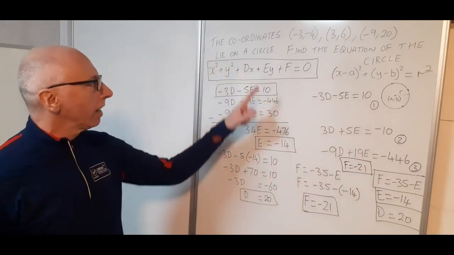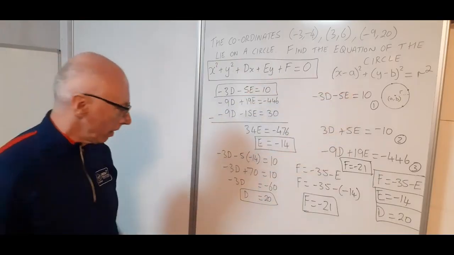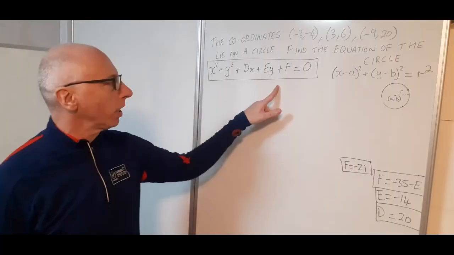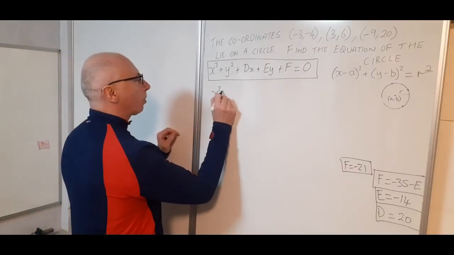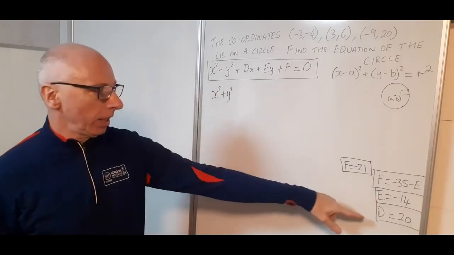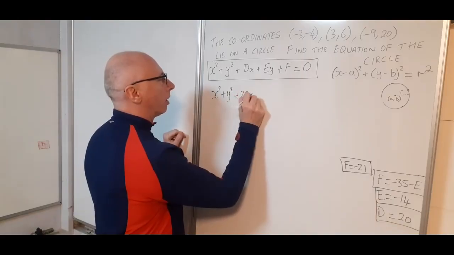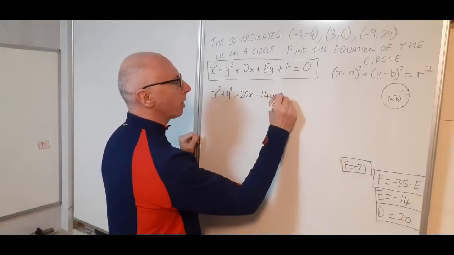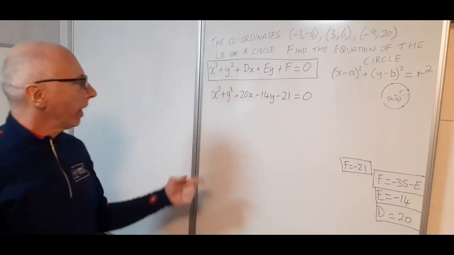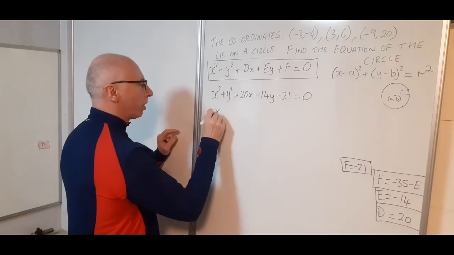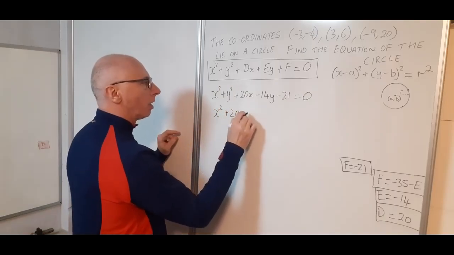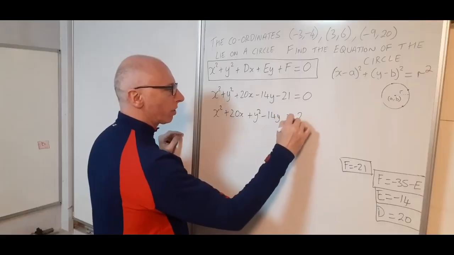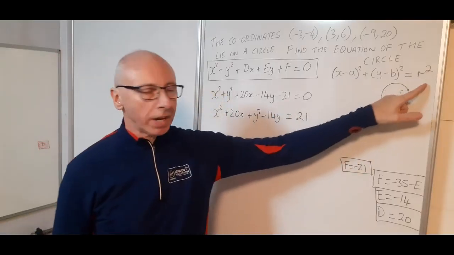Okay, now I've got that. Let's substitute in here and get it into this format. Where I see D, E and F, I'm just going to substitute into here. So now I've got x squared plus y squared. D is 20. E is minus 14. And then F is minus 21, and that equals 0. Okay, get the x's next to each other and the y's next to each other. And then I've got plus y squared minus 14y. And I'm going to bring my 21 across the other side, starting to build my term for my radius.